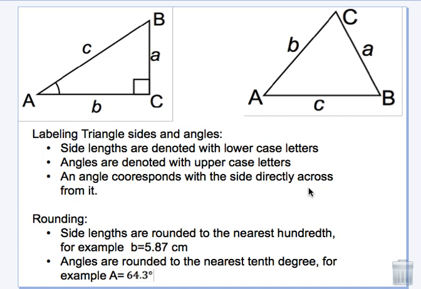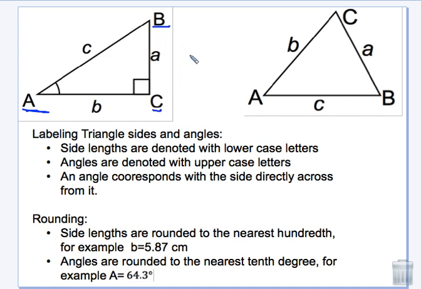round the triangles. First of all, I hope most of you guys recognize that anytime you have this little box in the corner of your triangle, that means you have a right triangle. Most of you already know that. Another thing, whether we have a right triangle like this or a non-right triangle like this, you always label your vertices or your angles with uppercase letters. In this case, we are using A, B, and C.